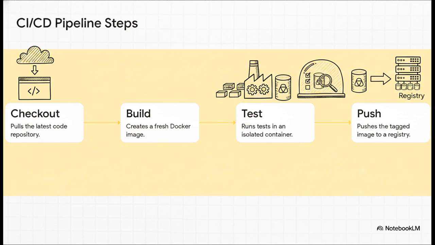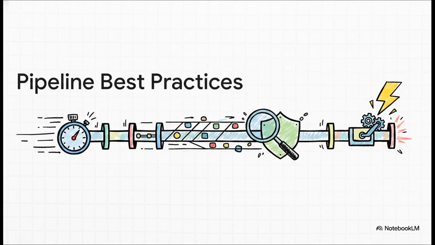Third, test. This is crucial. It fires up an isolated container from that exact image to run automated tests, which ensures you have a perfectly clean environment every single time. And fourth, push. If all those tests pass with flying colors, Jenkins securely pushes that tagged, ready-to-deploy image directly into a Docker registry. And the best part is, you can totally supercharge this pipeline with a few best practices.